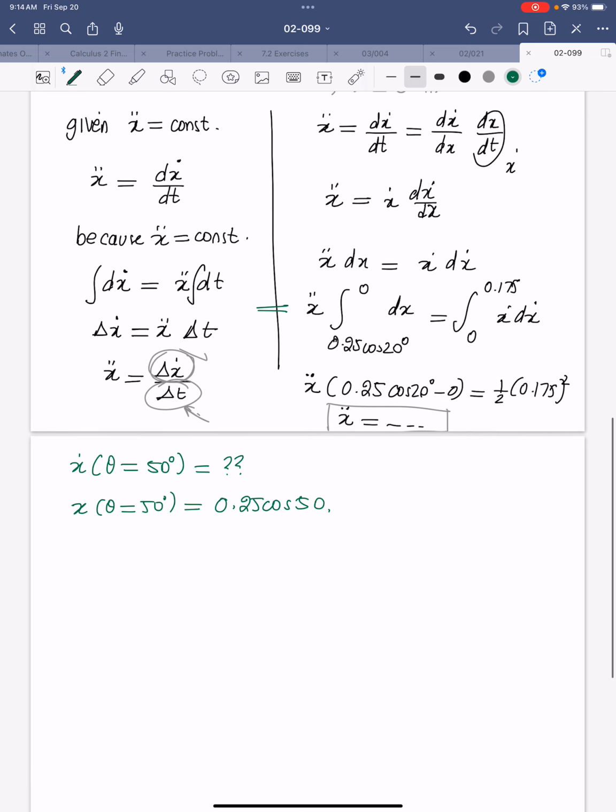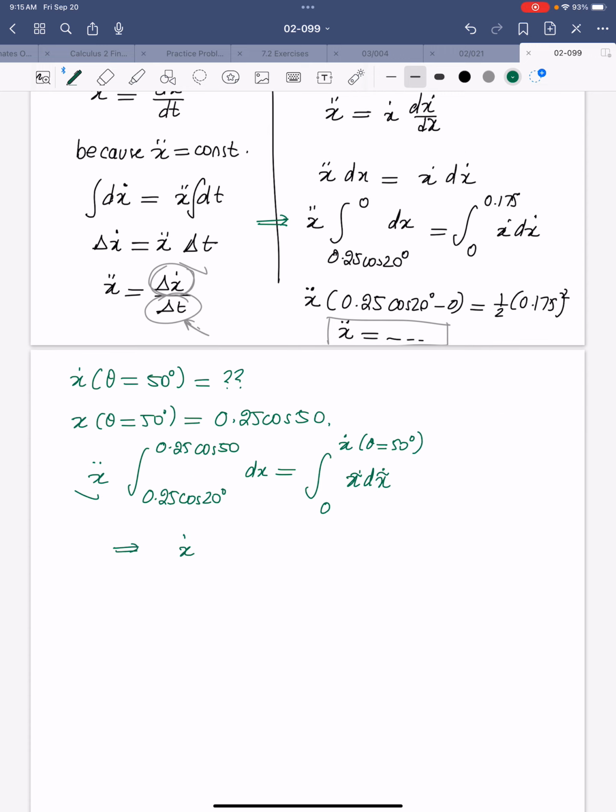I'm going to copy starting from the same step. x double dot, which we just found, times the integral from the initial point to x equal to 0.25 cosine 50 dx is equal to the integral from 0 of x dot dx dot, and here that's what we want to find, x dot when theta is equal to 50 degrees. Since I'm using x dot at the boundaries, let me change the name of the variable so I can find x dot.